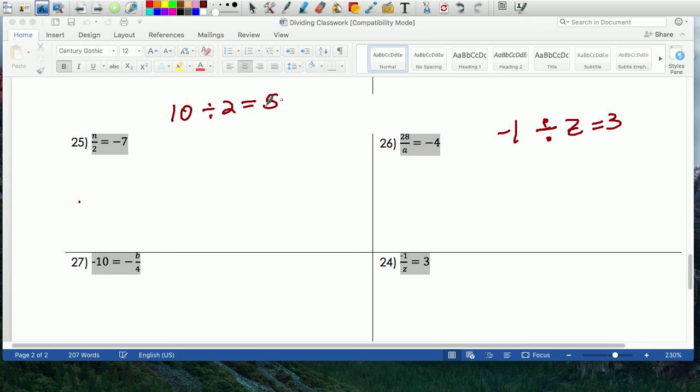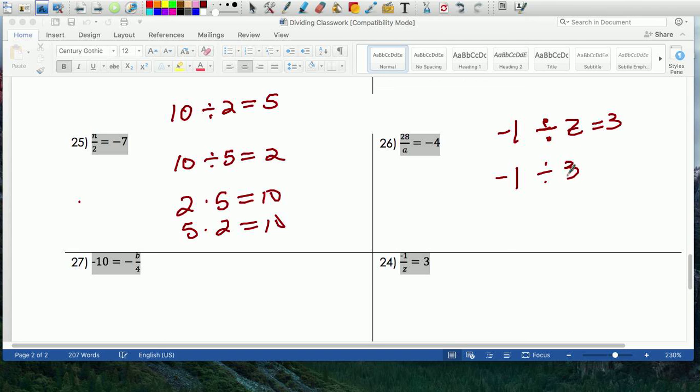10 divided by 2 equals 5. What else can I say? I can say that 10 divided by 5 equals 2, right? I can also say that 2 times 5 equals 10, or that 5 times 2 equals 10. So based on this model, which I can apply here, what is one thing I can say? So it's negative 1 divided by z equals 3. I can also say that negative 1 divided by 3 equals z, right?